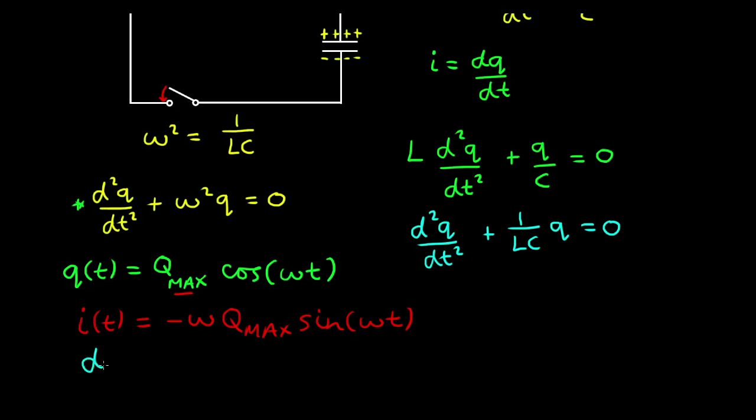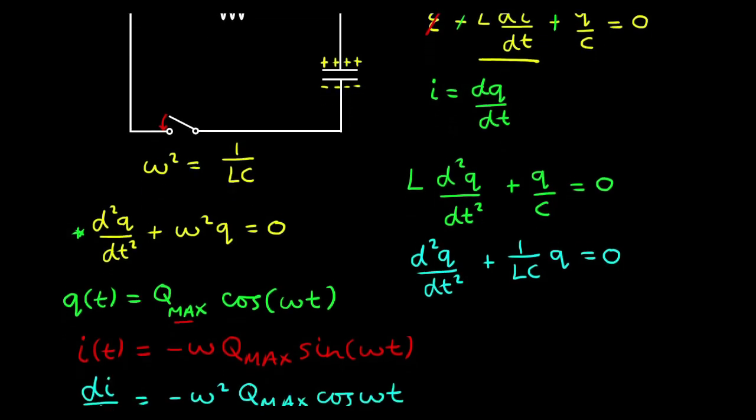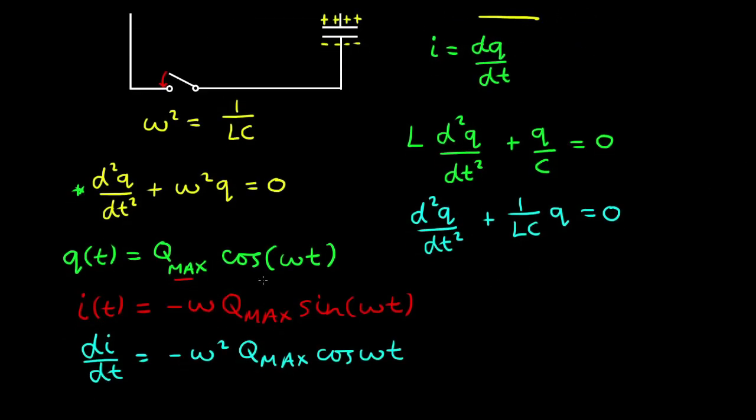And if you differentiate this with respect to time again, we get minus ω² Q max by cosine ωt. So at time t equals 0, the change in current is at a maximum, and therefore the back EMF provided by the inductor is at a maximum, which is preventing the capacitor from discharging. And next we'll plot this solution and observe the behavior of the circuit.